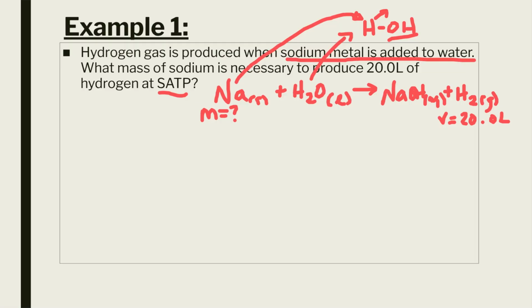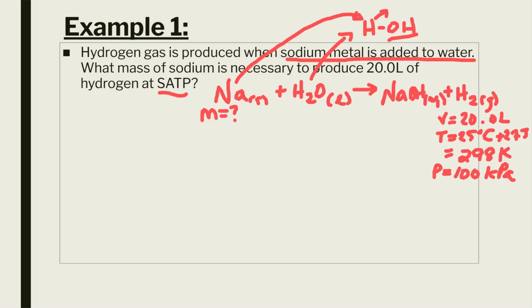So at SATP, the temperature is 25 degrees C, and we're going to add on 273 immediately to get a temperature of 298 Kelvin. We also know at SATP the pressure is 100 kPa. So we're going to write that down as well. And then we'll be able to do some stoichiometry here.